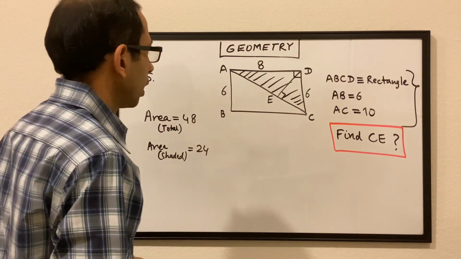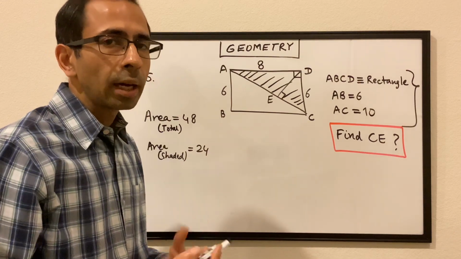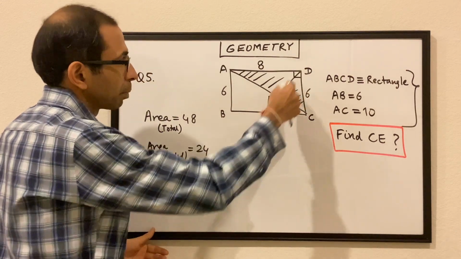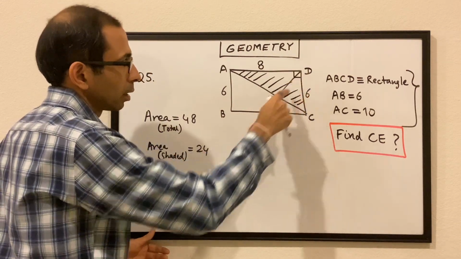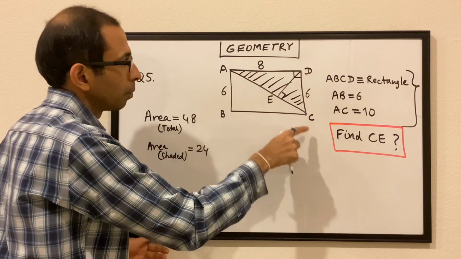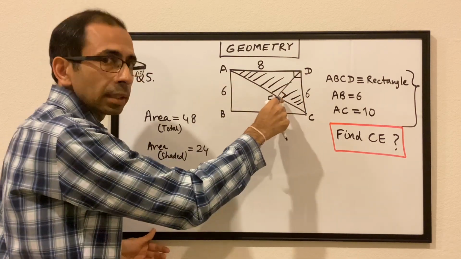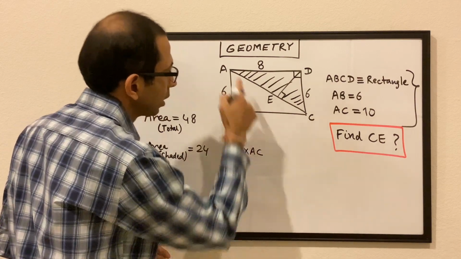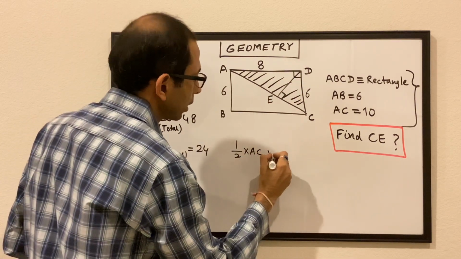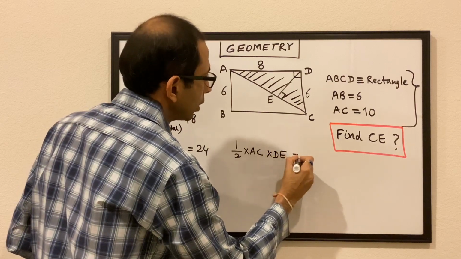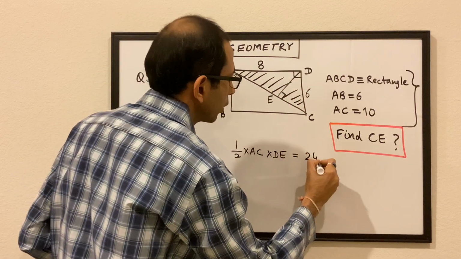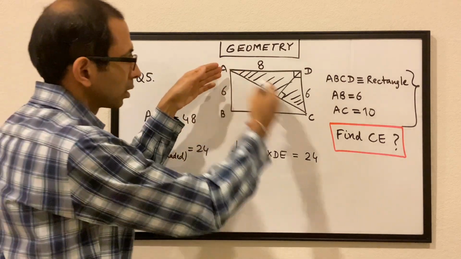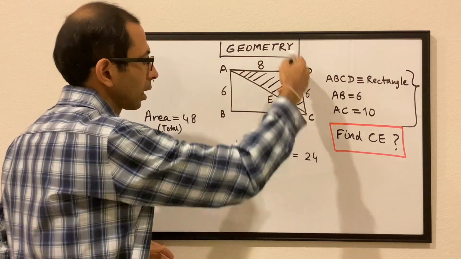Now, we know that the area of a triangle is half times base times height. This is a perpendicular here, right? DE is perpendicular to AC because this angle was given as 90 degrees. So we can say that half times the base times height is equal to 24. Correct? This is the base and this serves as the height for this triangle.